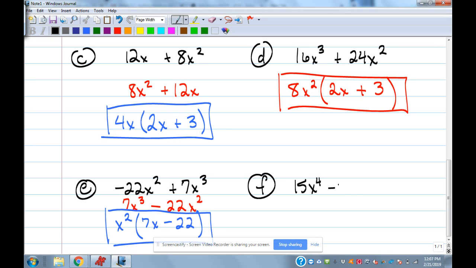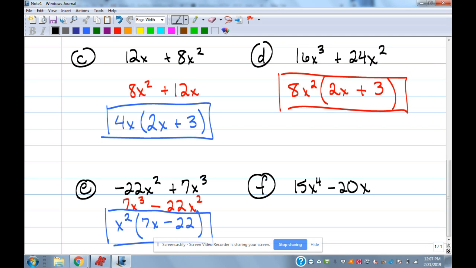15x to the fourth minus 20x. Is it in the right order, Robert? I missed what you said. Yes, it is. Good job.